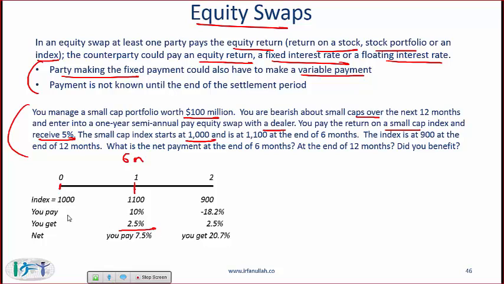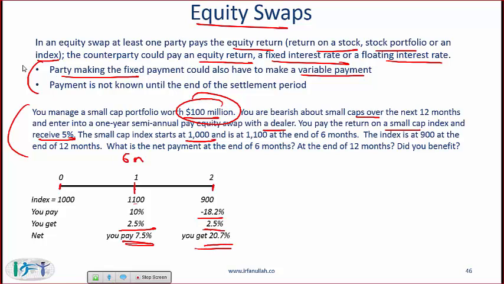What is the net effect? You pay 10, get 2.5, so net effect is that you pay 7.5%. 7.5% of what? It is 7.5% of the notional principal, so this will be 7.5 million. Now you pay this. What about period 2? Now period 2, the index goes down by 18.2%. So now you will pay minus 18.2%. That means that you are actually getting 18.2%. And from the fixed part, you are getting half of 5%, which is 2.5%. So overall, you will get 20.7%.